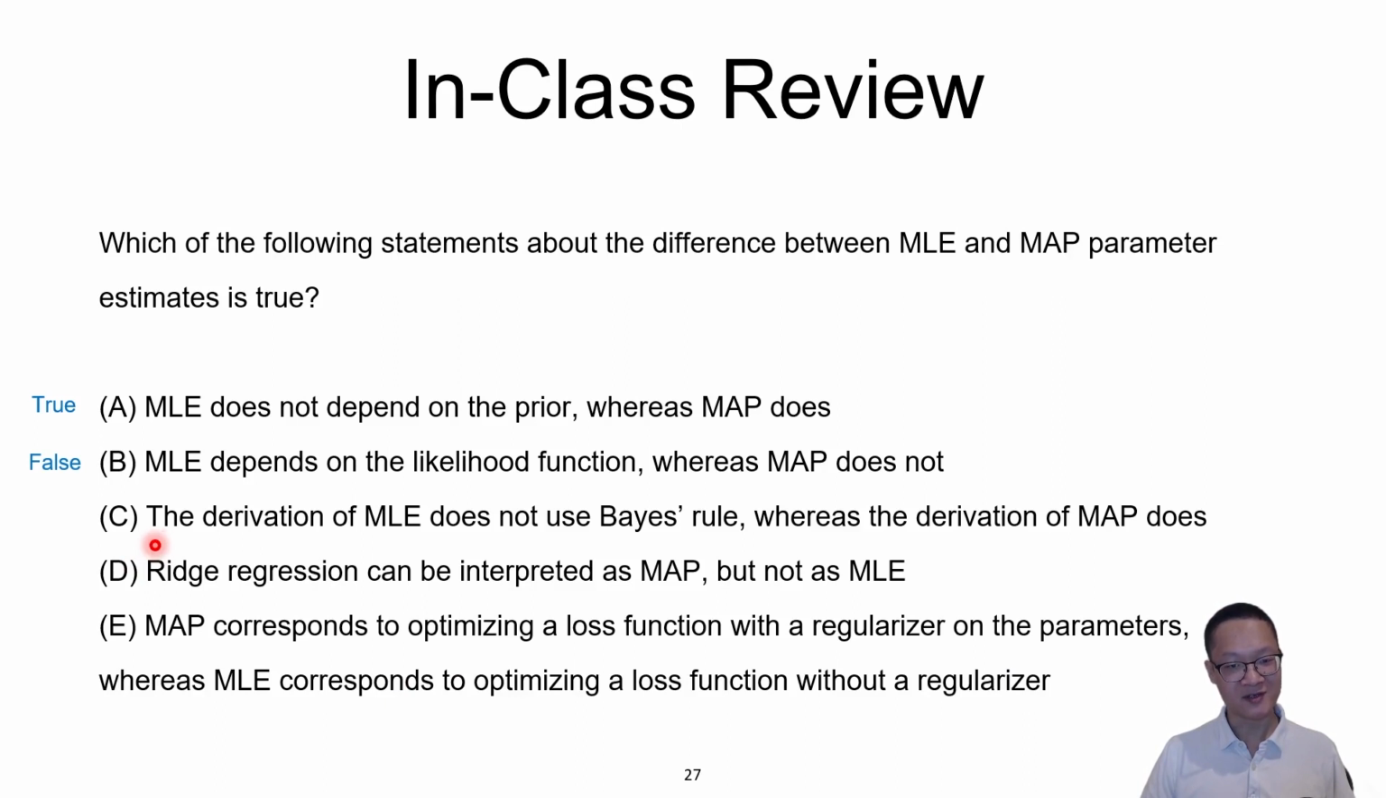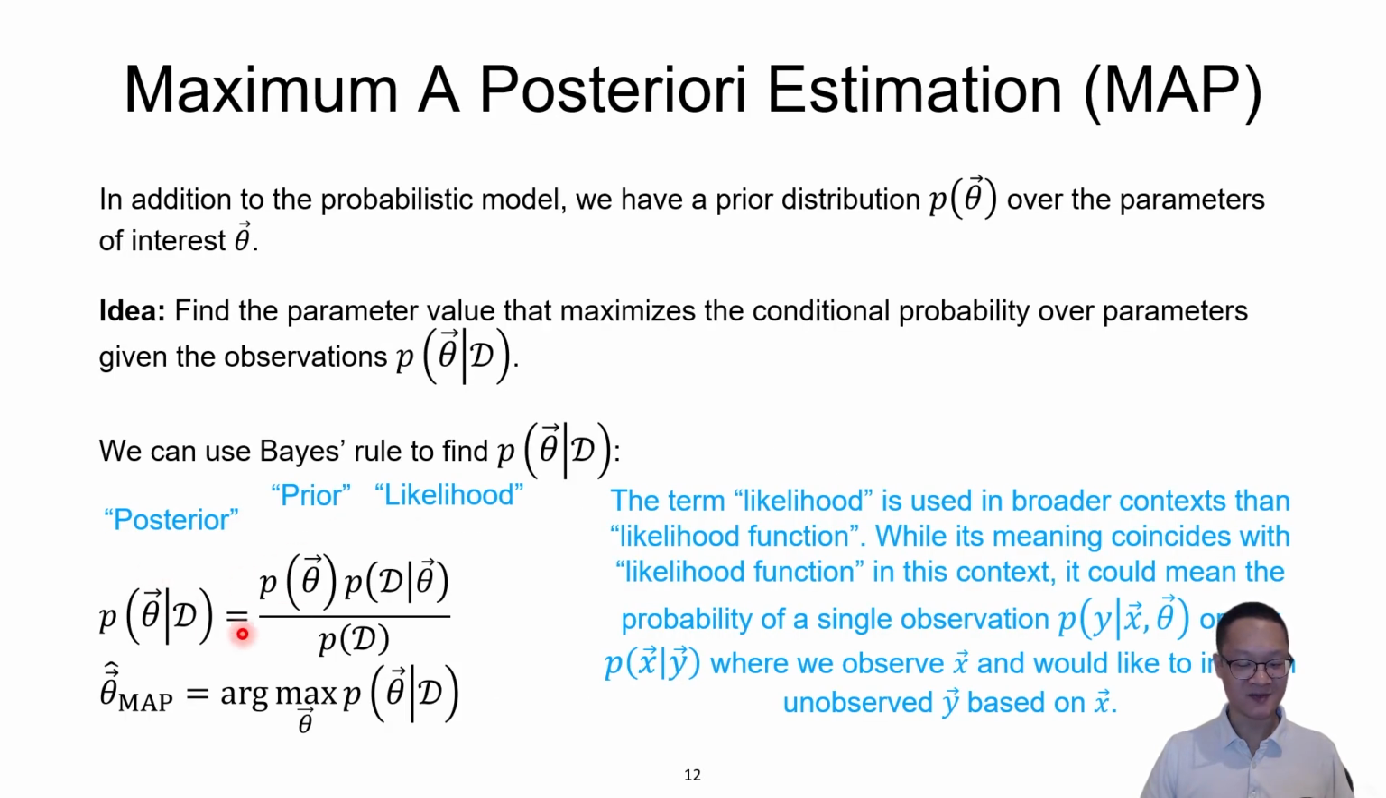Okay, next, the derivation of MLE does not use Bayes' rule, whereas the derivation of MAP does. That's true. So just to recall, the MAP used Bayes' rule in order to flip the conditional distribution. So this is basically using the Bayes' rule. We were just looking at this, right? So we wanted to write the P of theta given D in terms of P of D given theta. So that uses the Bayes' rule.